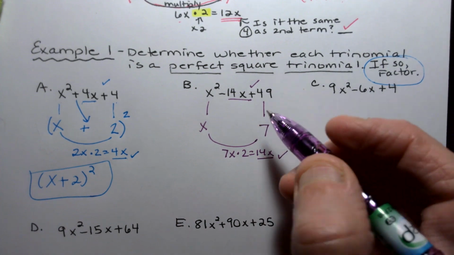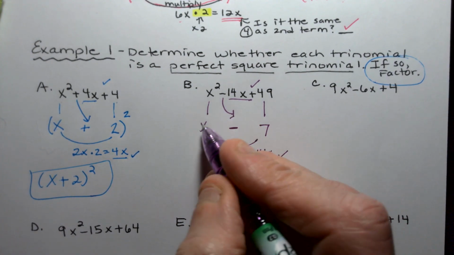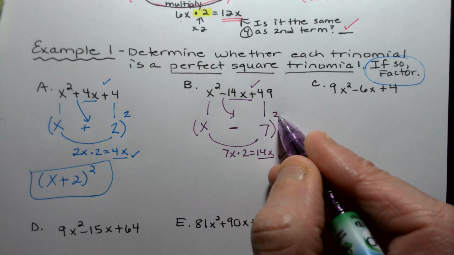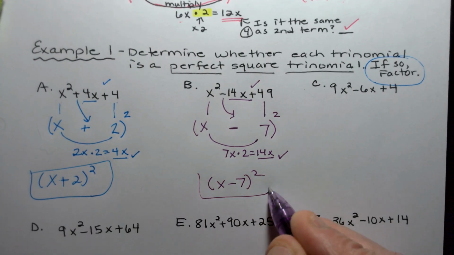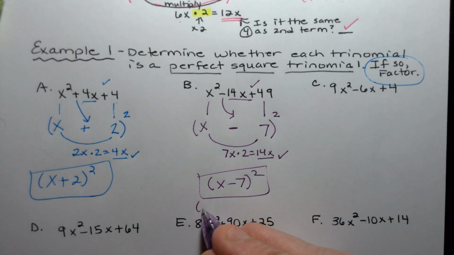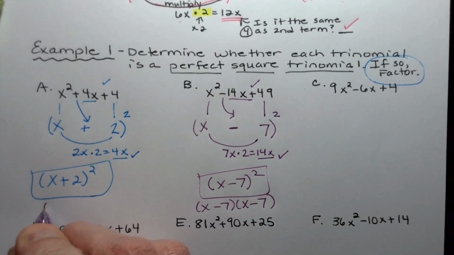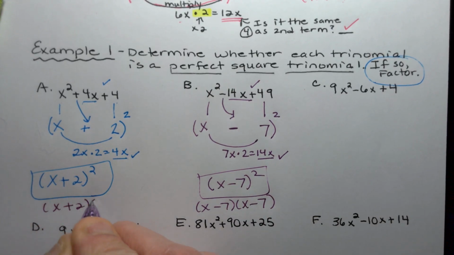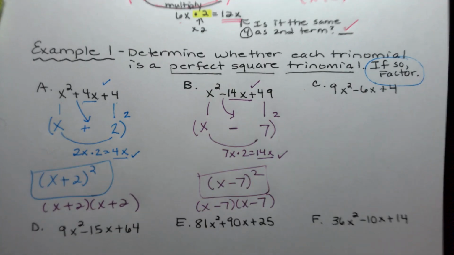Time to make the face. Put the nose on, now it's a minus. Put the ears on and the top hat. x minus 7 squared. How cool is that, you guys? So you know this is the same, right? This is the same as x minus 7 times x minus 7. This is the same as x plus 2 times x plus 2. Let's try another one.